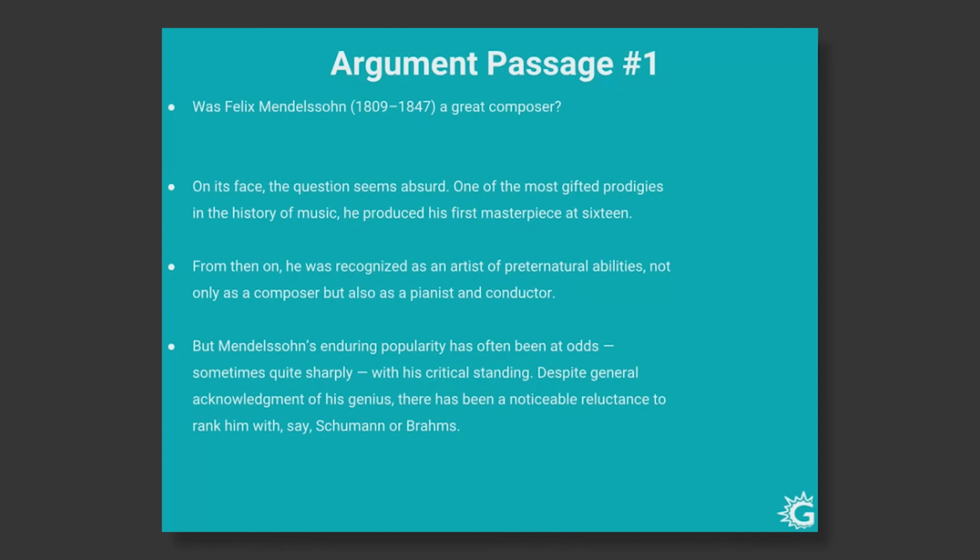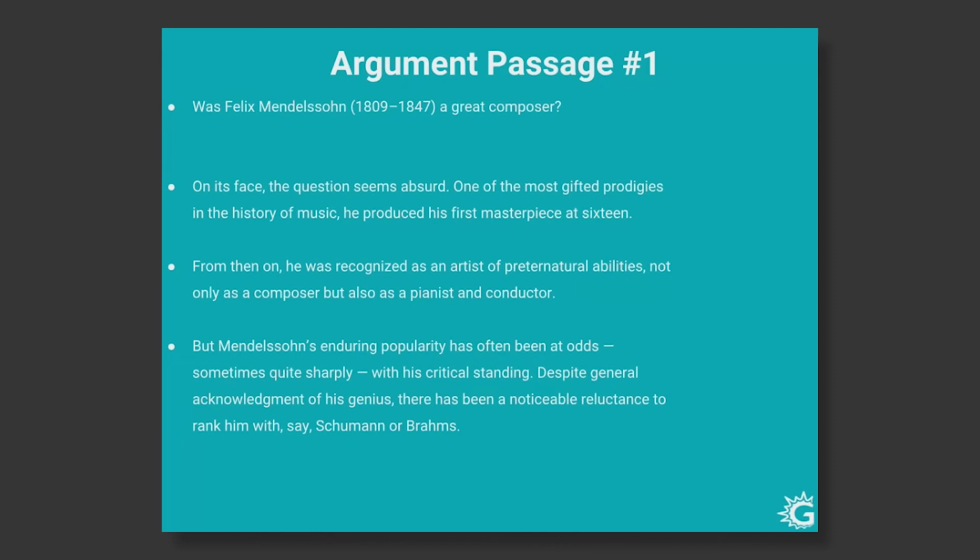And from this sentence here that we just read, a noticeable reluctance to rank him with Schumann or Brahms, what do you think about Schumann or Brahms? Are they better composers than Mendelssohn? How do critics feel about them? Actually, you can understand from the sentence, just from the sentence structure alone, you can learn a lot.